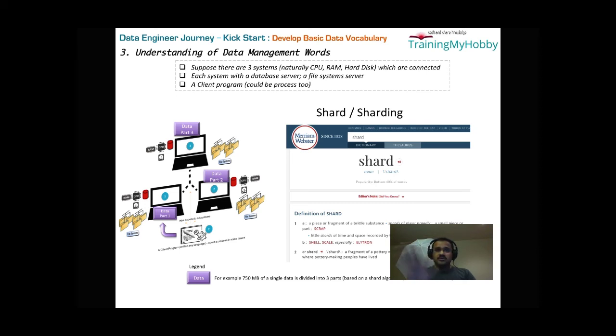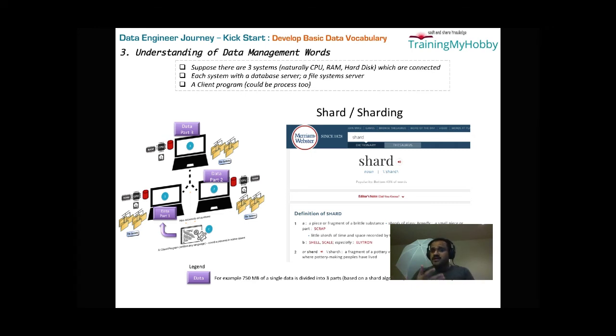I'm not saying it is not replication. What I want to say is, in the case of sharding, if I have 750 MB of data, 250 MB of data is getting stored at a time. The first 250 MB of data is getting stored on system 1. The second 250 MB is getting stored in system 2. The third is getting stored in system 3. So it is part of the data. That's why it is called sharding.